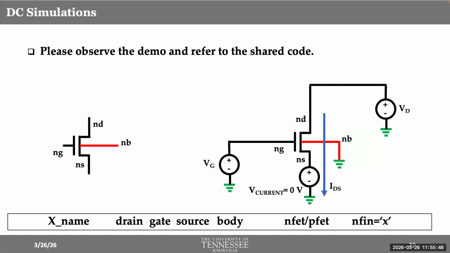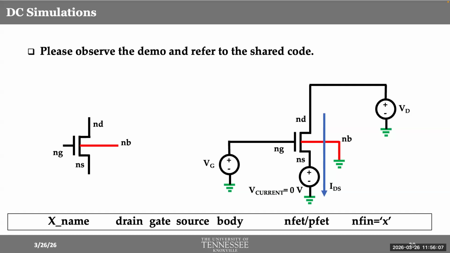Typically, the body is connected to ground. For PMOS, it is connected to VDD, right? So this is the body terminal. You connect it to ground. And just notice one thing. I will ask you a couple of questions here. Notice, I'm just asking you to connect this body terminal to ground.